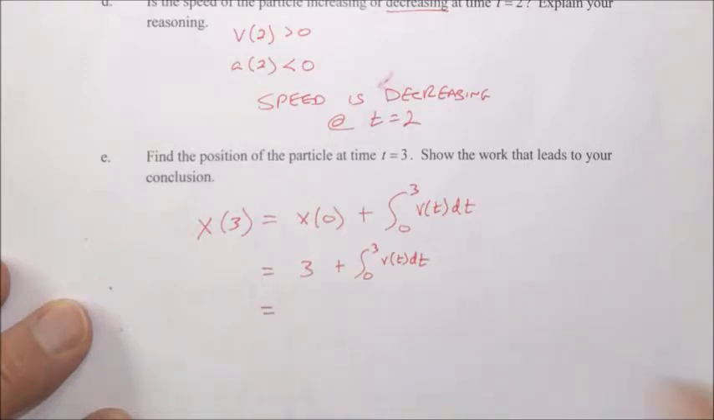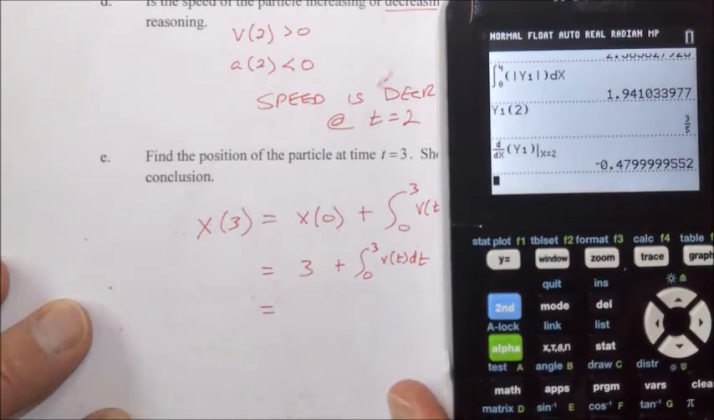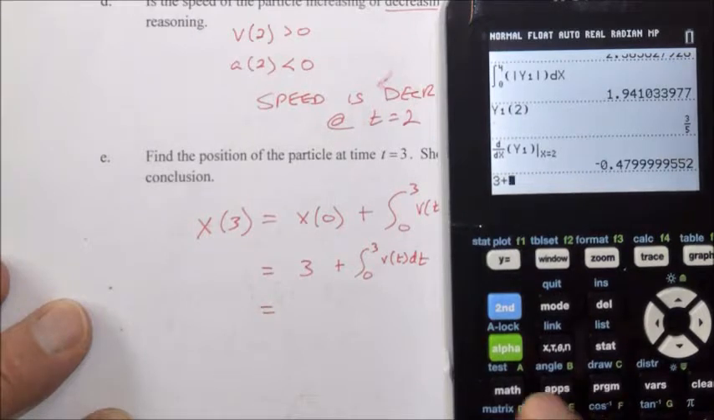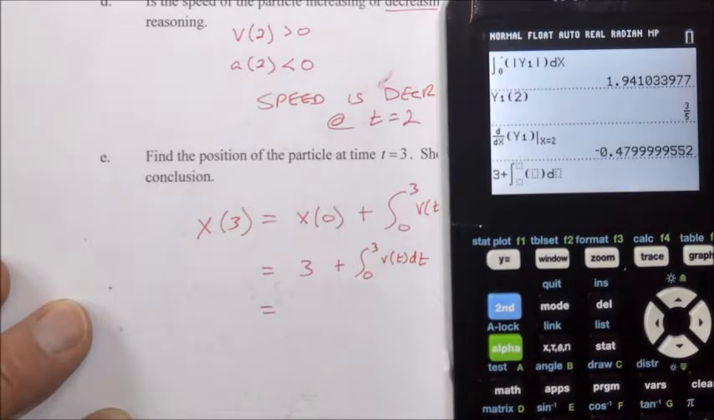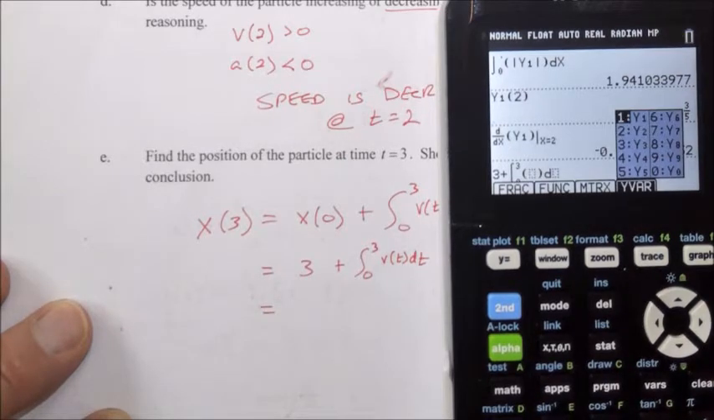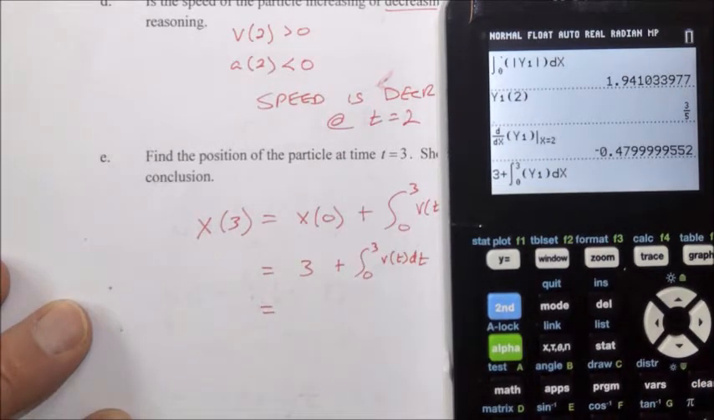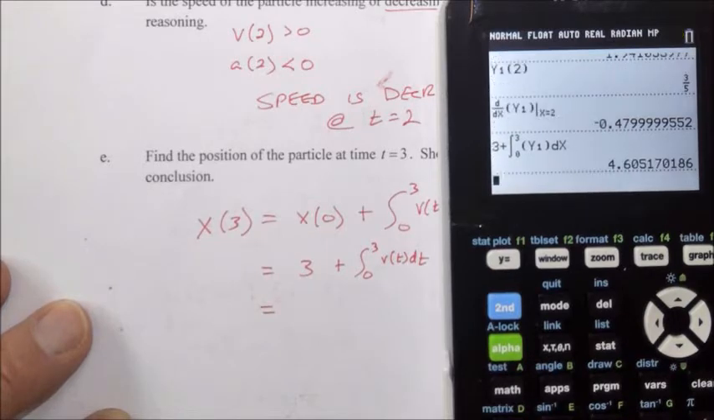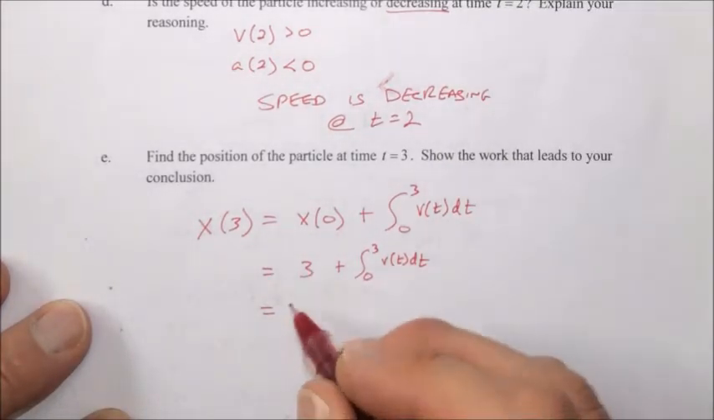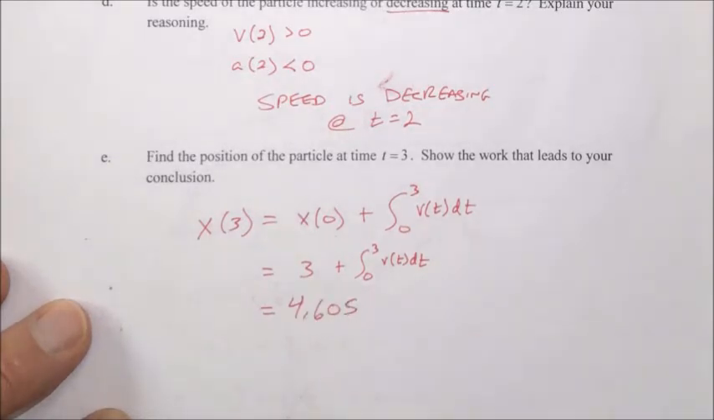Okay, so let's let the calculator do the work here. I'll bring that back in. 3 plus math 9, and we've got 0 to 3 of our velocity function, which is in y1, dx. This is going to think for a second. We see 4.605, and we're done.